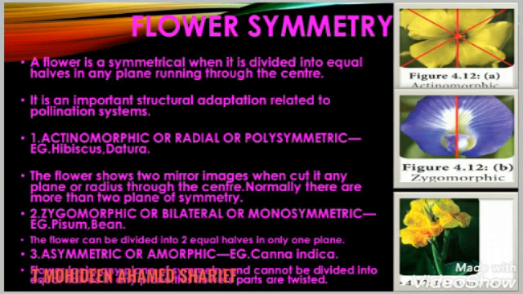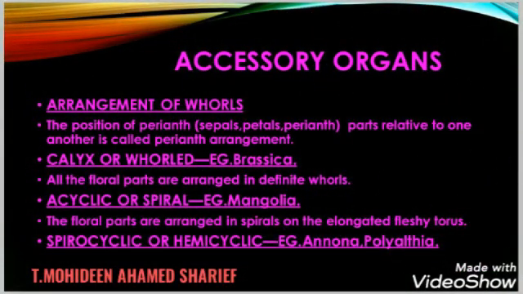In zygomorphic, the flower can be divided into equal halves in only one plane. In asymmetric, the flower lacks any plane of symmetry and cannot be divided into equal halves. So in accessory organs, there comes the perianth. The position of perianth parts relative to one another is called perianth arrangement, and it is of three types: cyclic, acyclic and spirocyclic. If all the floral parts are arranged in definite whorls, then it is called cyclic.